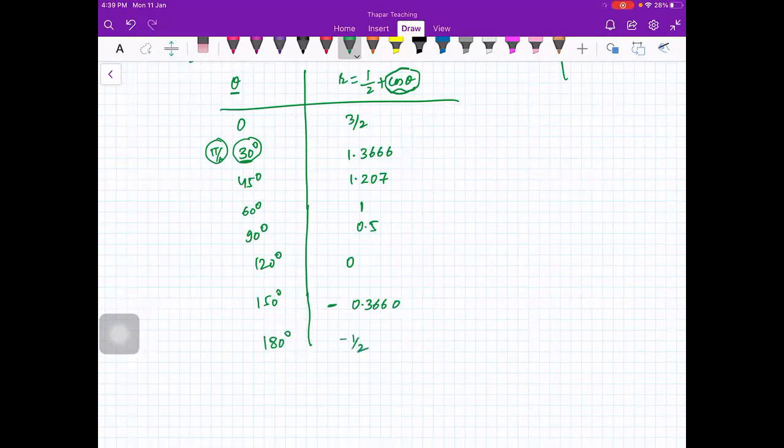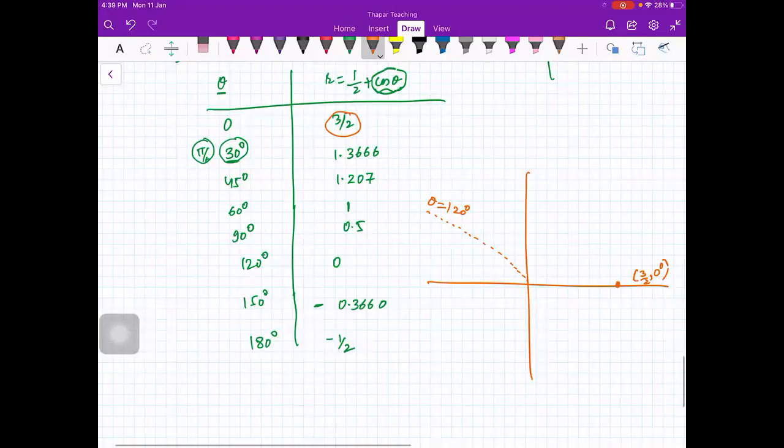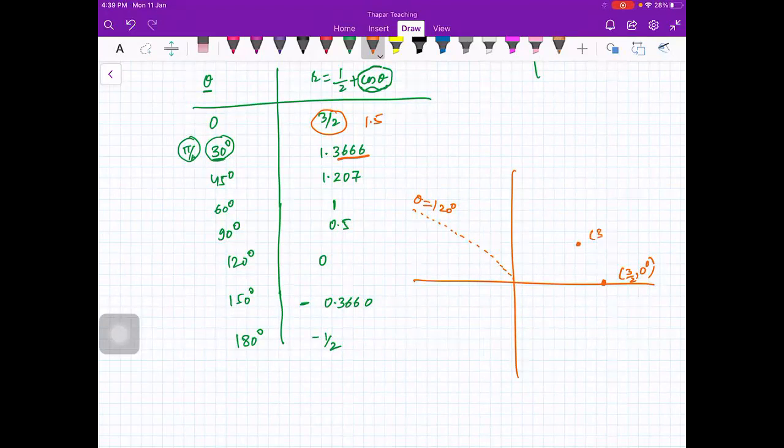Okay, now let us plot. We know that when theta is equal to 120 degrees, this is your theta equal to 120 degrees, the curve will pass through the origin. At theta equal to 0, your r is equal to 3 by 2. So we are here: theta equal to 0, r is 3 by 2. Then at 30 degrees, we are at 1.366. This is 1.5, so less. So here theta is 30 degrees and r is 1.366.